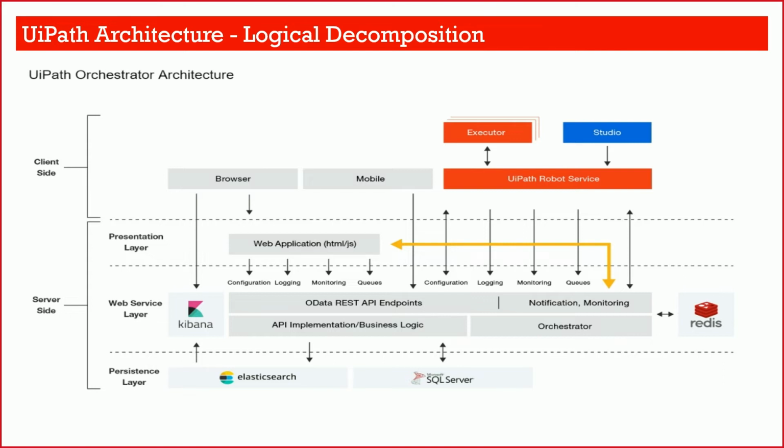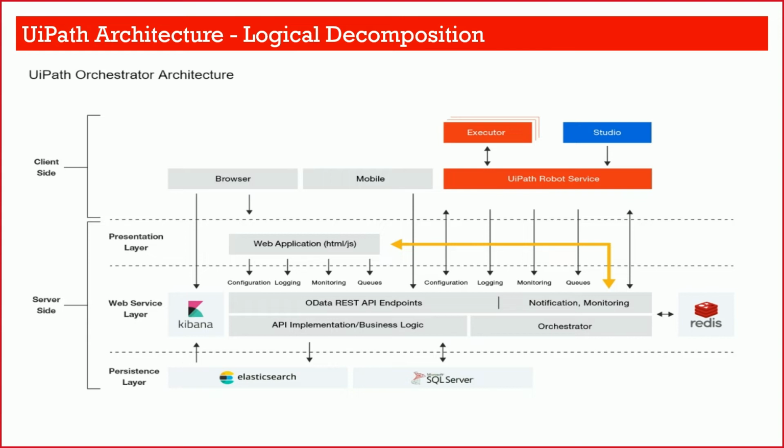The web application shown there, which says HTML, JavaScript, that's your orchestrator, right? So you should be able to access your orchestrator from a browser. You should also be able to access your orchestrator through a mobile application. There is a mobile application for the orchestrator as well. So you should be able to run your automation on the fly by just scrolling through your mobile, right?